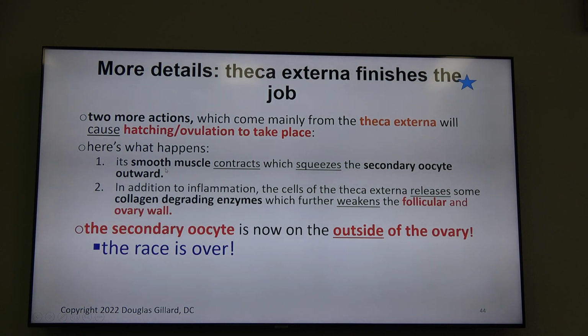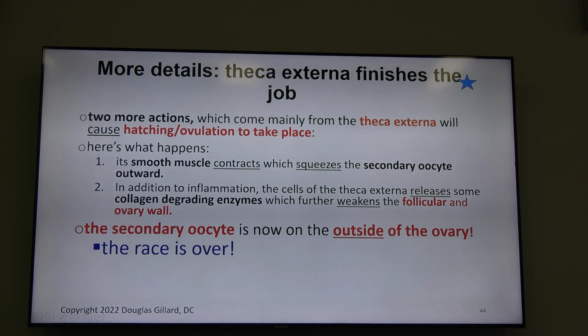So the smooth muscles start accumulating calcium. I used to go into a big thing, I took all those slides out, it's getting too deep. But remember what happens when calcium goes inside of a smooth muscle cell or a skeletal muscle cell. It stimulates contraction, and that's exactly what happens. It starts contracting and squeezing down on the secondary oocyte and makes not much room for it. And so it pushes into the ovarian wall very, very hard because of that.